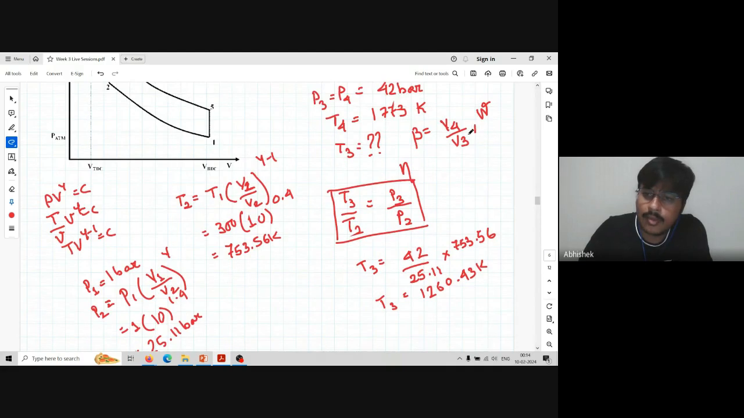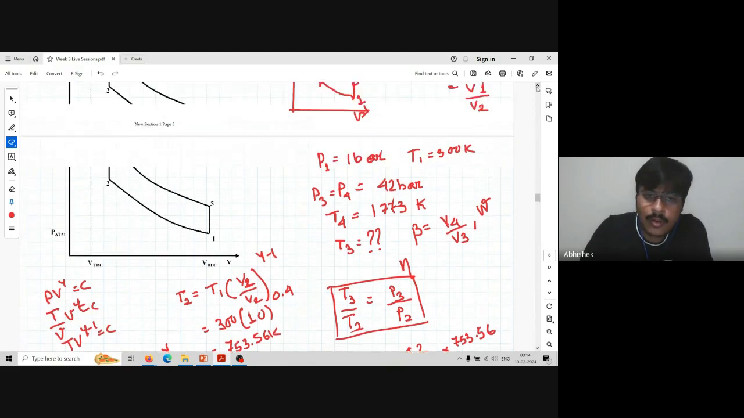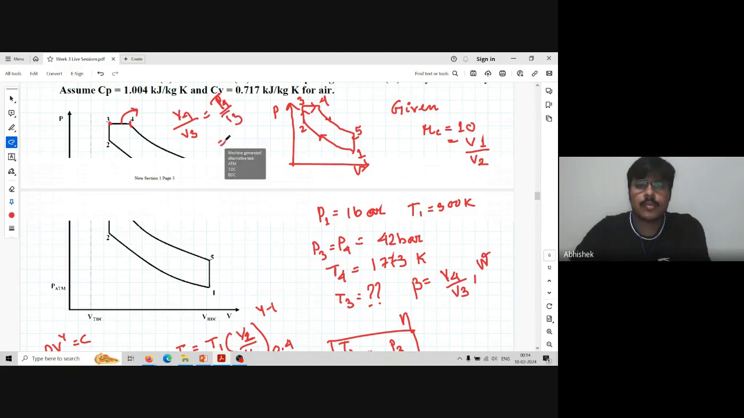So first we have solved T3. Then it is asking beta. What is beta? V4 by V3. Just use common sense. How to calculate V4 by V3? You tell me. It is a constant pressure. So V4 by V3 will be equal to how much? Sorry, it is T4 by T3. Correct? You understood?